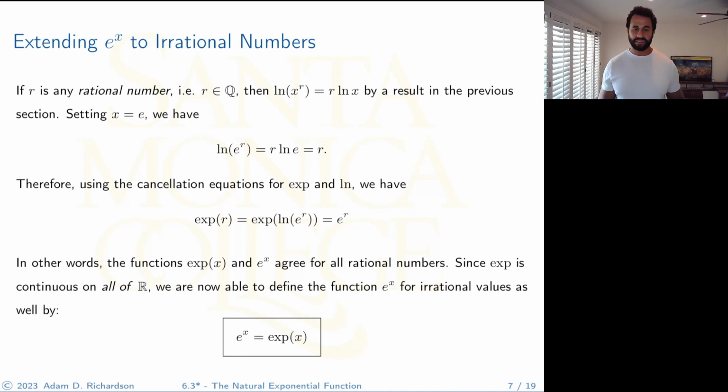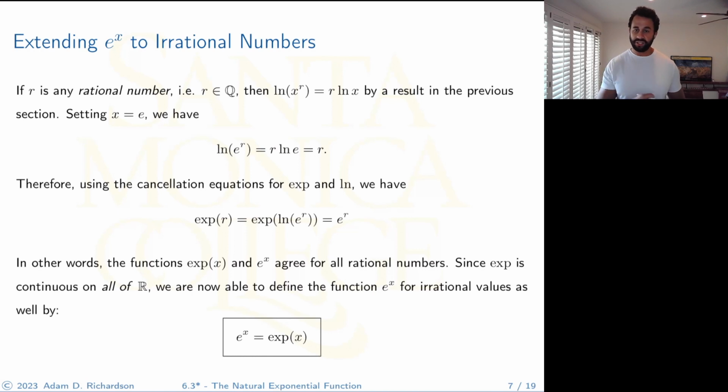Well, if we set x to be this special real number e, then this thing becomes ln of e to the r. And so we get that ln of e to the r is equal to r times ln of e. But we showed in the previous section that ln of e is equal to 1, so we get r. So in essence, what we just showed here is that the natural log of e to the r is equal to r. That's it, for any rational number r.